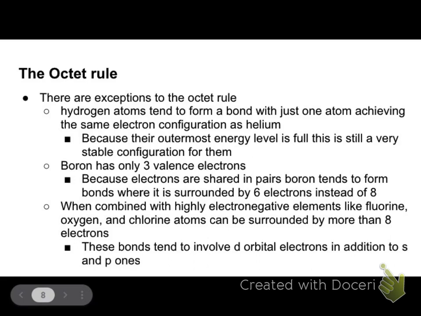These bonds that have more than 8 electrons surrounding them, these are the ones that involve the d orbital electrons that we talked about. Remember how we talked about atoms in the d block can sometimes involve their d orbital electrons in bonds? Well, it would be this type of bond.